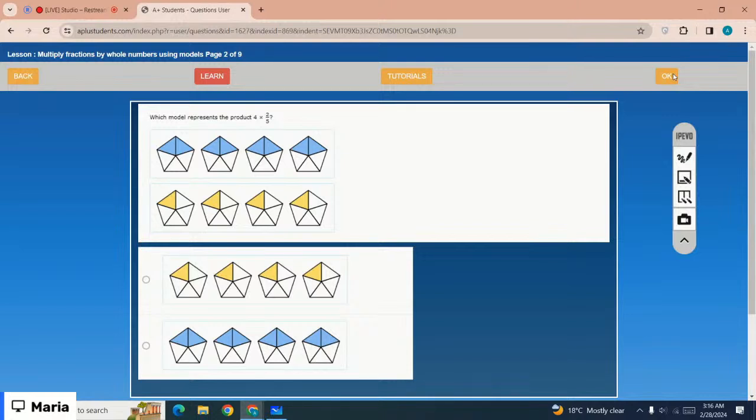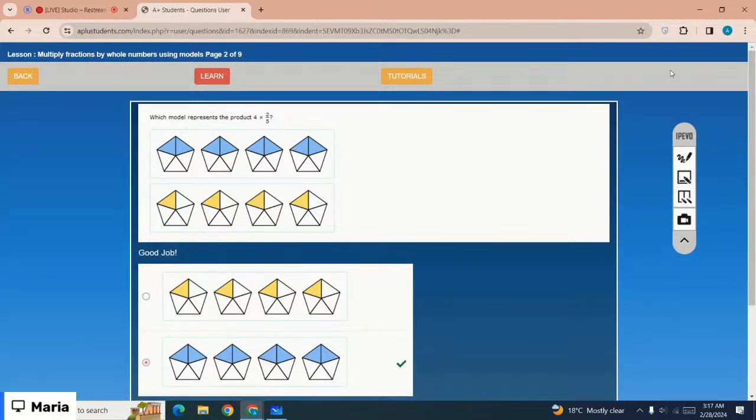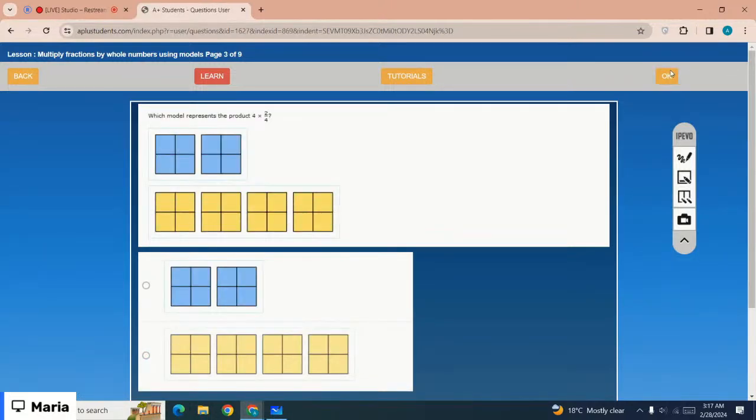Four times 2 over 5 means you have four models. Each of them has five portions and two of them are colored. Yes, that is option number 2, the correct option, right? Which model represents the product 4 times 2 over 4? Which is the correct option?